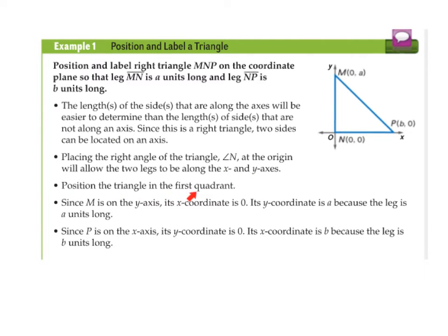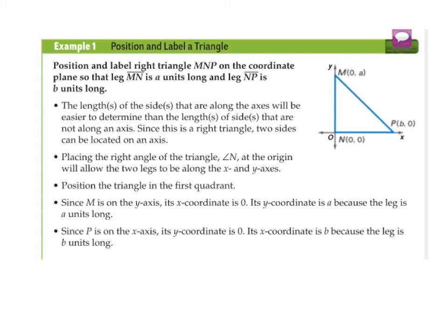Position the triangle in the first quadrant. Since M is on the y-axis and its x-coordinate is 0, its y-coordinate is a because the length is a units long. Since B is on the x-axis, its y-coordinate is 0. So its x-coordinate is B, and the point is B, 0.